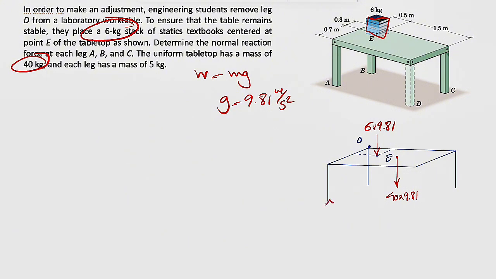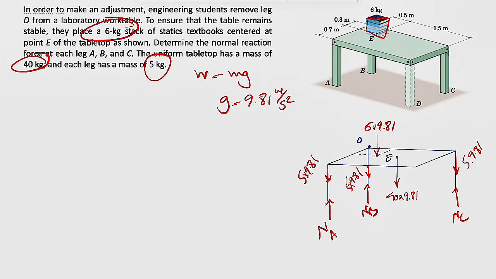We have three normal forces in each of these legs, NA, NB, NC. We don't have anything on D because we removed that leg. And also we have the weight of each of these legs, that each of them has a mass of 5. So 5 times 9.81 for each of these legs, and one in here. And that would be pretty much everything for the free body diagram.